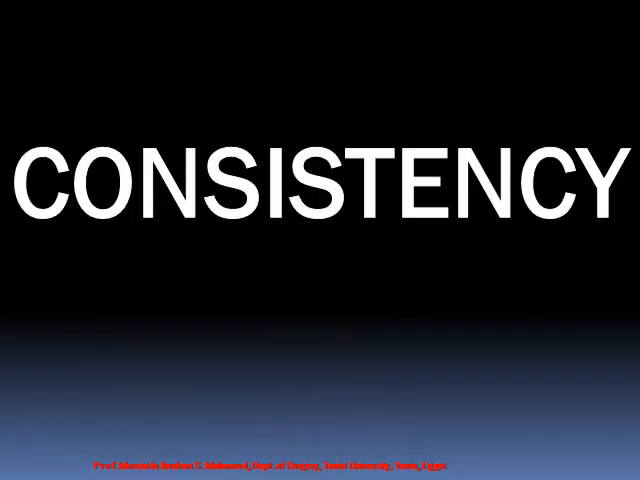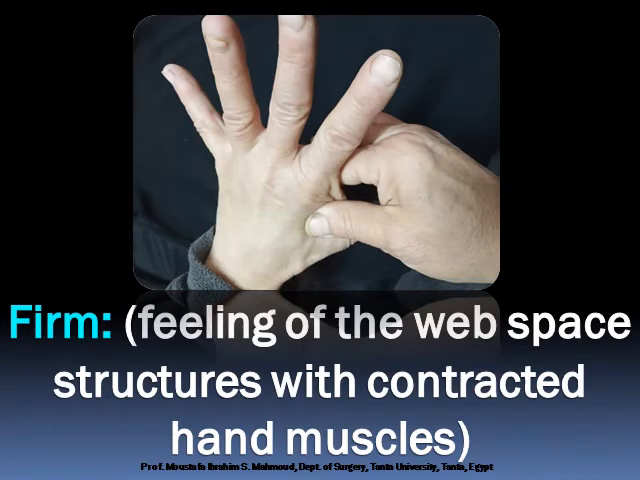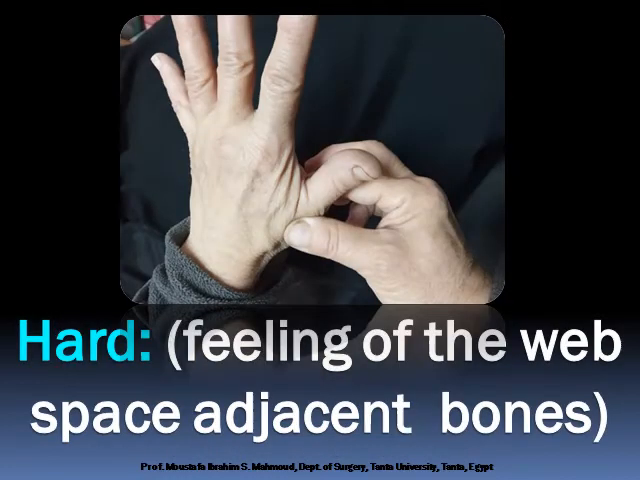The consistency. Soft consistency is felt by the finger palpation of a web space between the thumb and index finger with relaxed hand. And firm feeling of the web space with contracted hand muscles. The hard feeling of a web space adjacent to bones. The bones are hard.